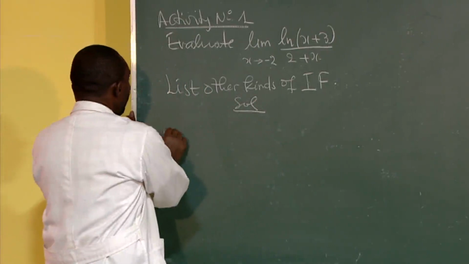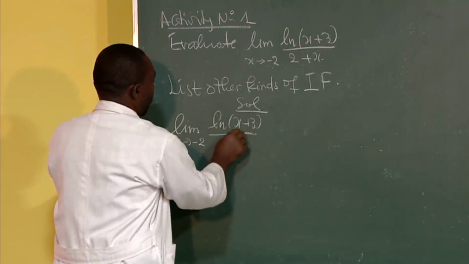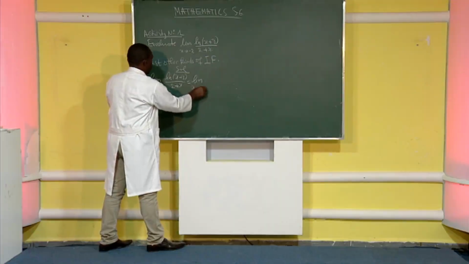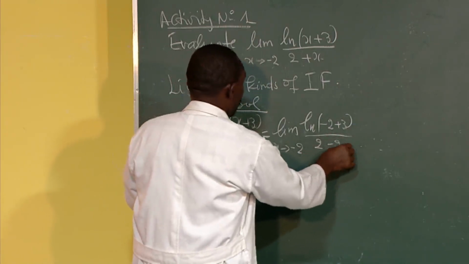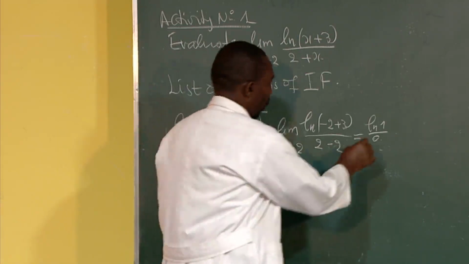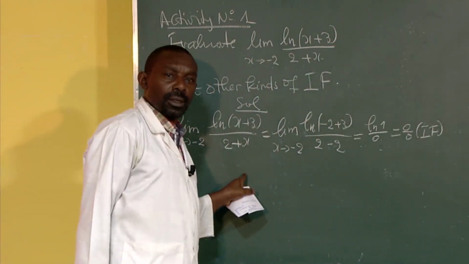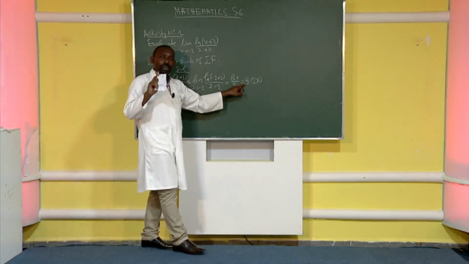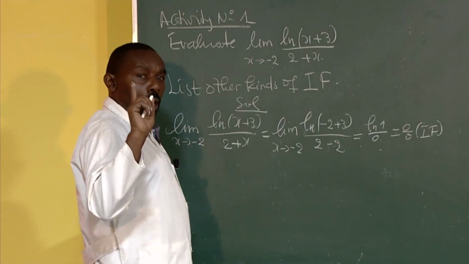Solution for the first: the limit as x approaches minus 2 of ln of x plus 3 divided by 2 plus x is equal to the limit as x approaches minus 2 of ln of minus 2 plus 3 divided by 2 minus 2. And you have ln of 1 divided by 0, and you know that ln of 1 equals 0. So we have 0 divided by 0. This is known as IF, indeterminate form. Are you together? Yes, thank you very much. We are going to remove this indetermination by using L'Hospital's rule. I think I still remember how the rule works.